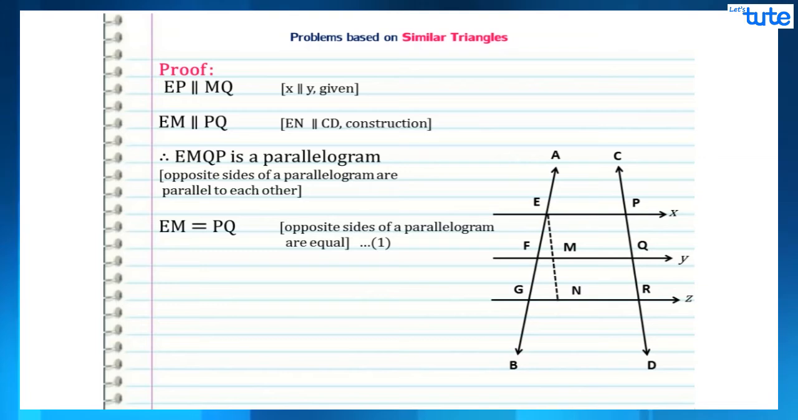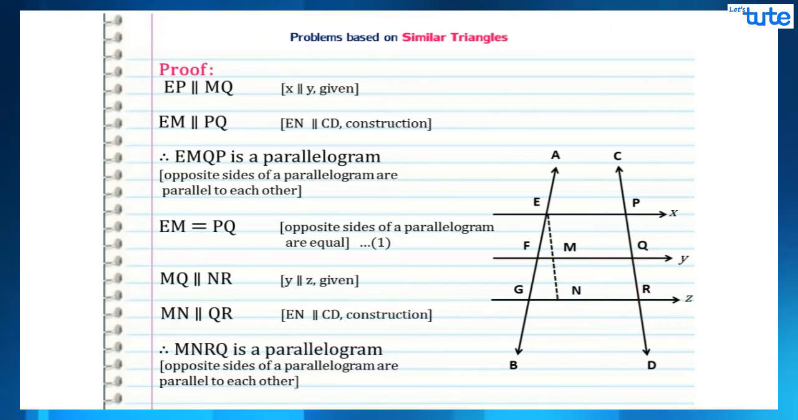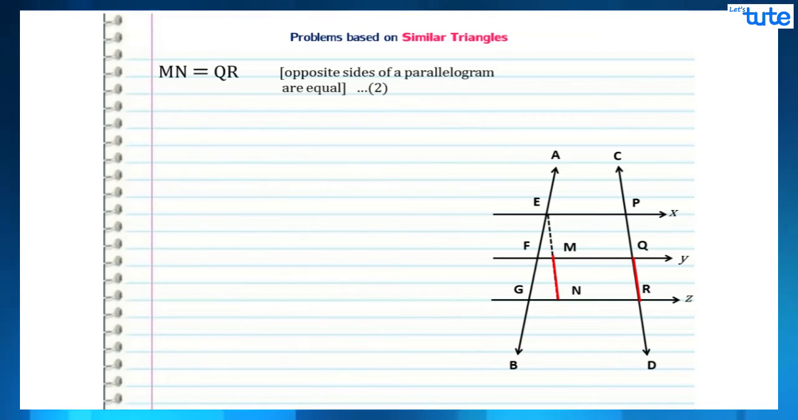Similarly, we can prove that the quadrilateral MNRQ is a parallelogram, as MQ is parallel to NR and MN is parallel to QR. Therefore, quadrilateral MNRQ is a parallelogram. Since opposite sides of a parallelogram are equal, we get MN equals to QR. We'll consider this as equation 2.